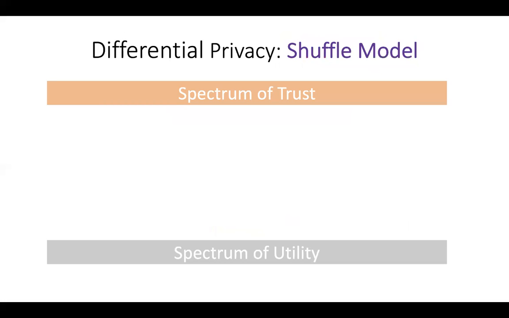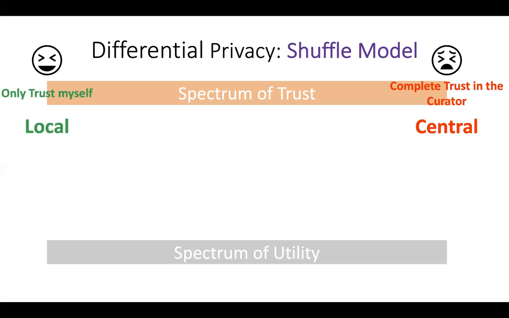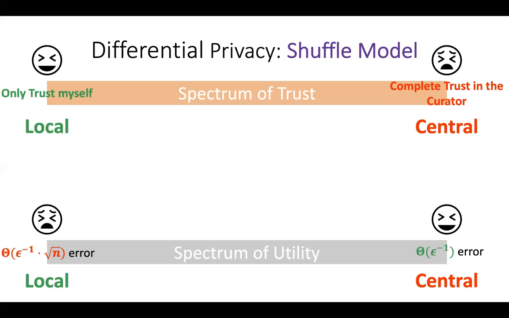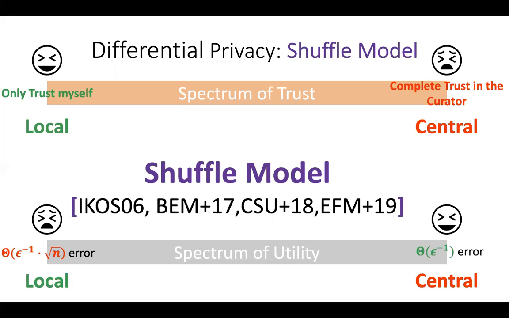So a natural question arises. Can we have some model which gets the best of both worlds? Can we get a constant error while putting as little trust as possible in the curator? This is exactly the motivating question for the shuffle model, which answers this question in the affirmative. This model was first studied by ITCS back in 2006 under the name of anonymized communication, and was recently popularized by the need of DP, differential privacy.